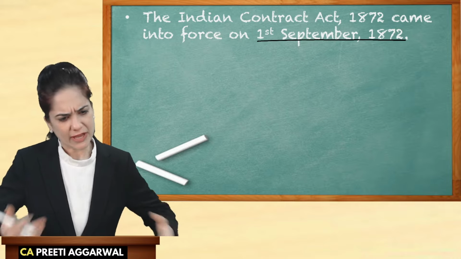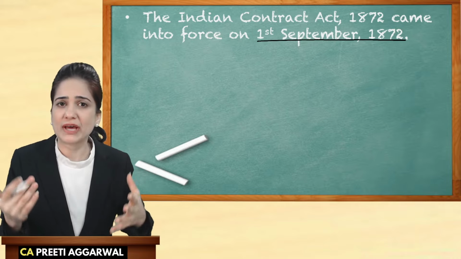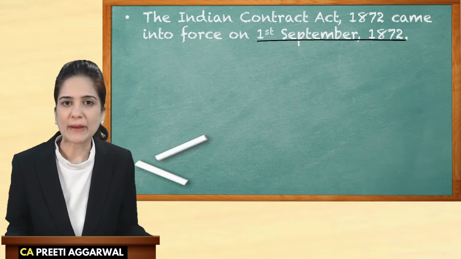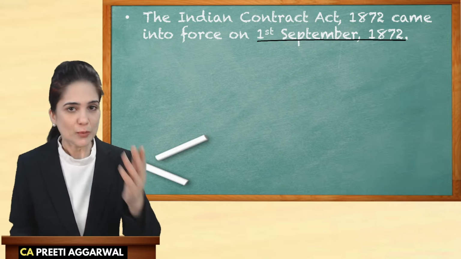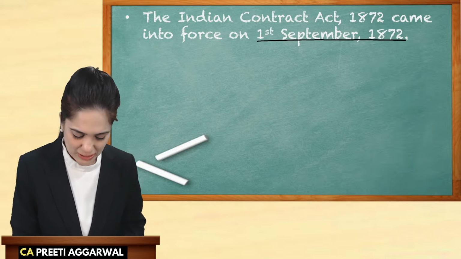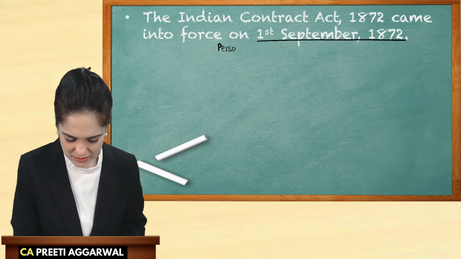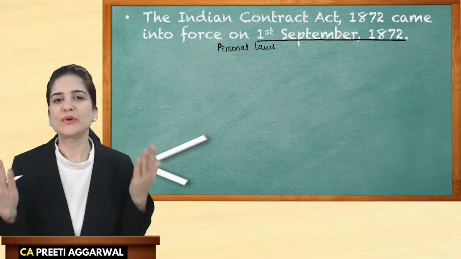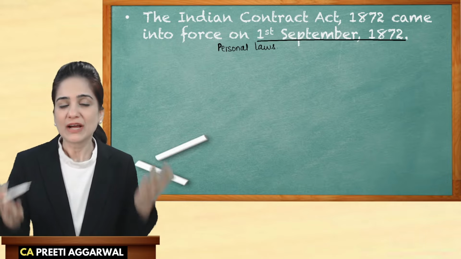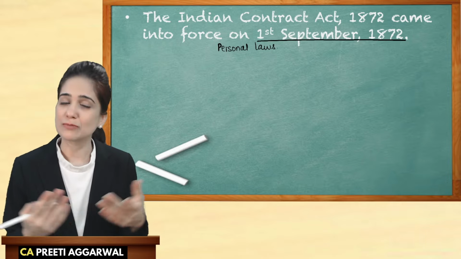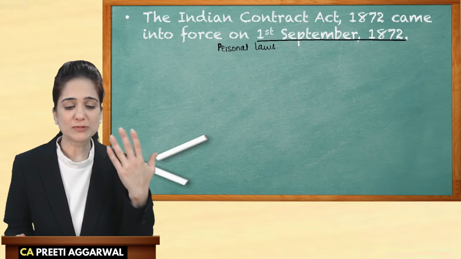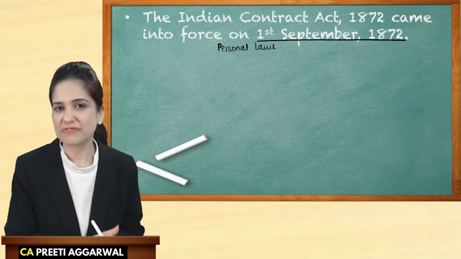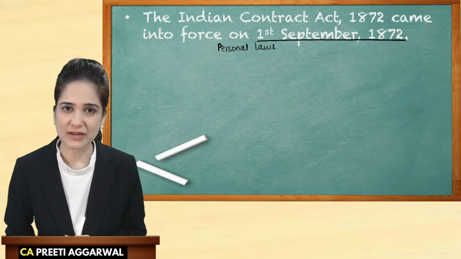But, ma'am, there would have definitely been contracts entered before 1st September 1872. But the Contract Act was not applicable then. What applied? We discussed in my earlier session that the personal laws applied. So if the contract was between two Hindus, the Hindu law applied. If the contract was between two Muslims, the Muslim law applied. If the contract was between one Hindu and one Muslim, then the personal law of the defendant applied. So we had discussed all this earlier.